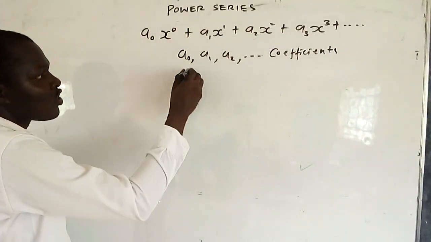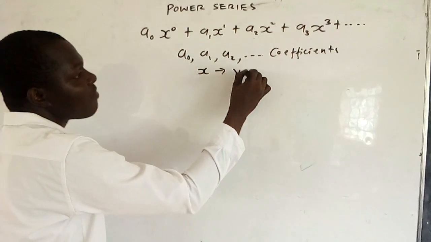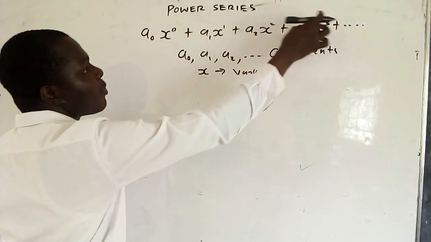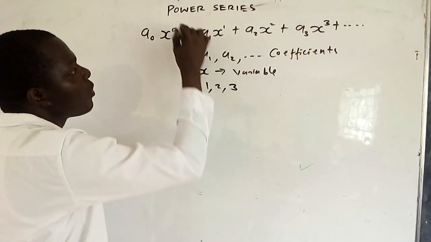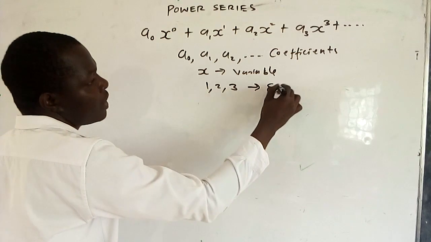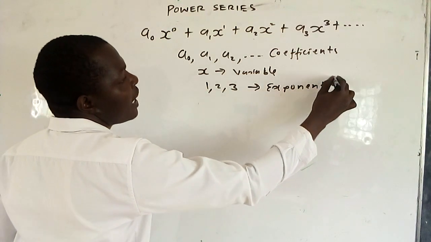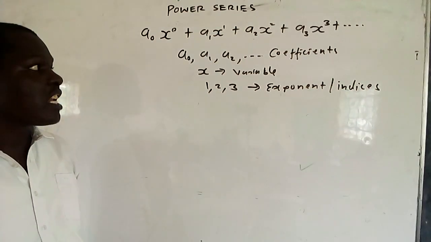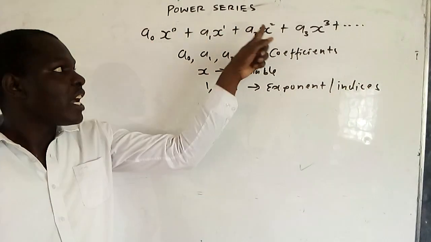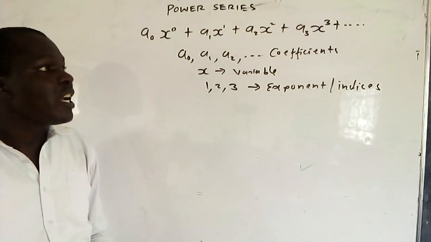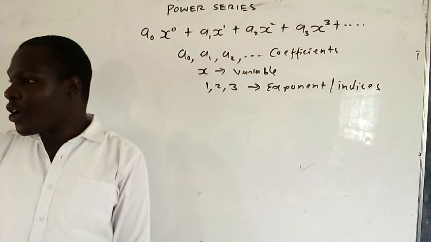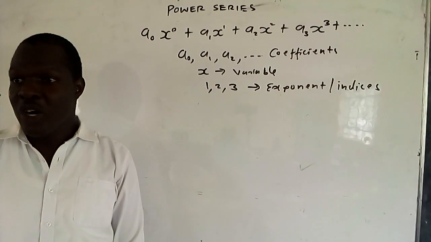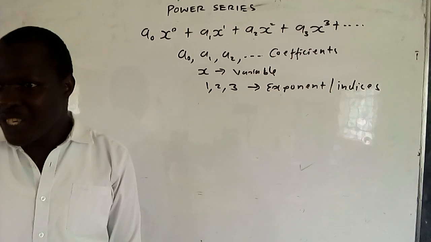Then we have x. X is the variable, isn't it? Then we have the powers. These powers, the exponents 0, 1, 2, 3, those exponents are the powers or exponents or indices, isn't it? So when you see an algebraic expression with coefficients, a variable, and the exponent, then it is referred to as a polynomial expression, isn't it? So you know when an expression is equated to 0, it becomes an equation, isn't it?